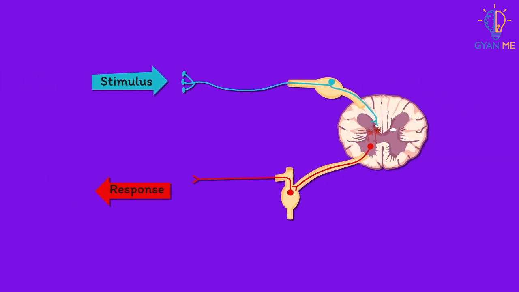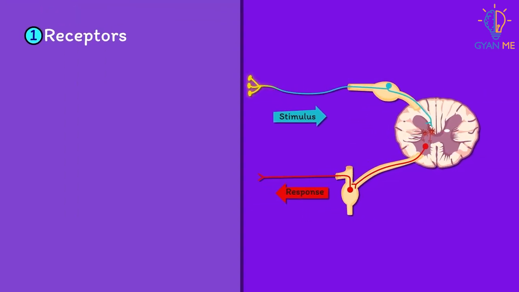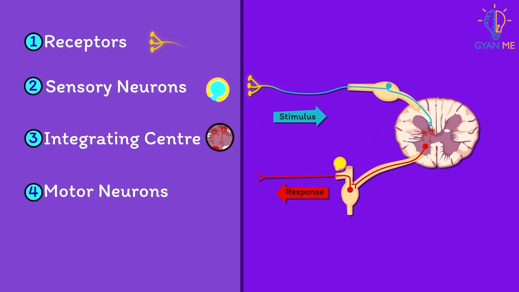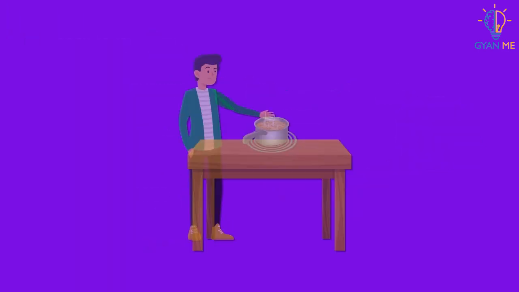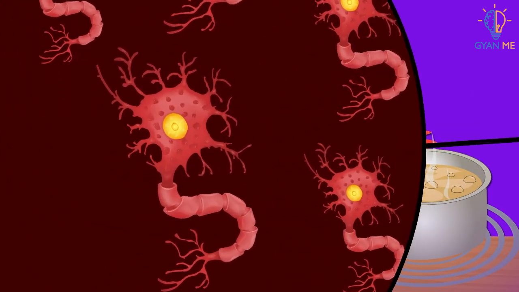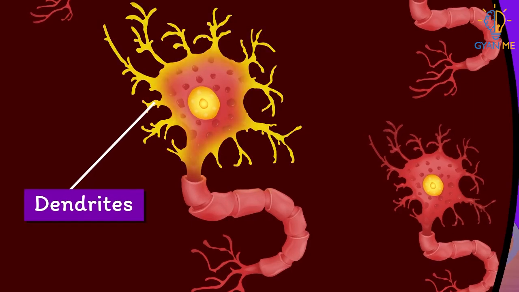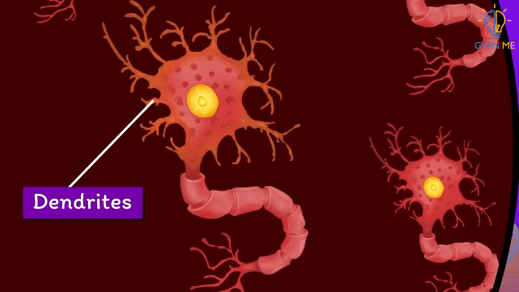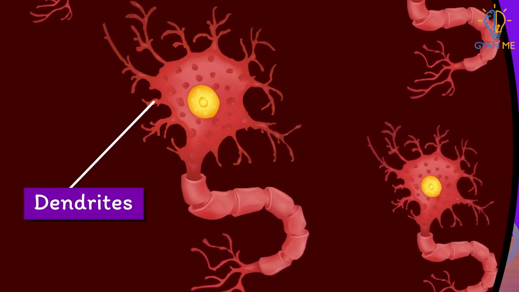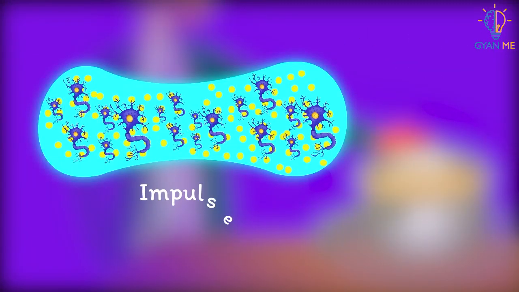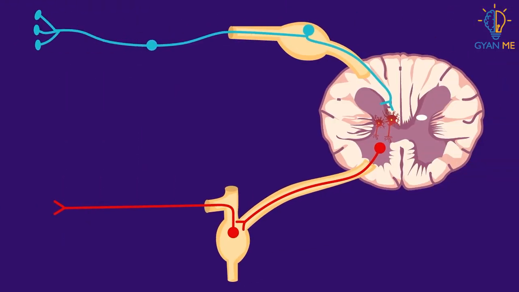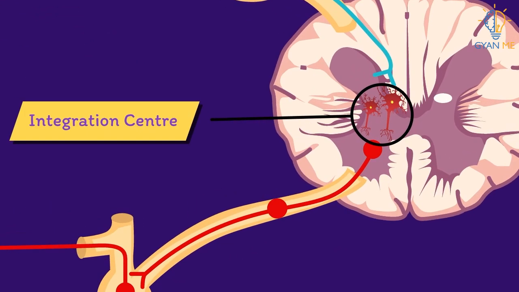Reflex arc includes 5 functional components: receptors, sensory neurons, integrating center, motor neuron, and effector. In this arc, the sensory neuron's dendrites serve as receptors. Changes in the internal or external environment trigger an action potential or nerve impulse in these dendrites. The nerve impulse is then carried by the sensory neurons all the way to the spinal cord. The impulse is propagated from the sensory neuron to the motor neuron in the integration center of the spinal cord.